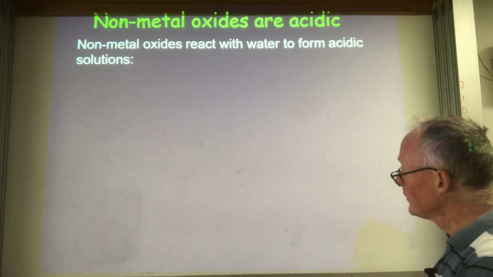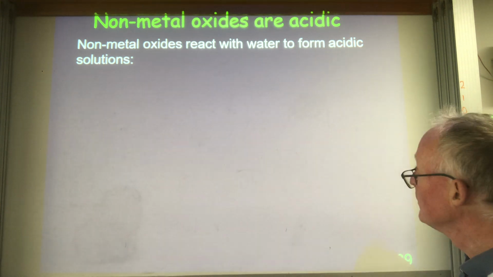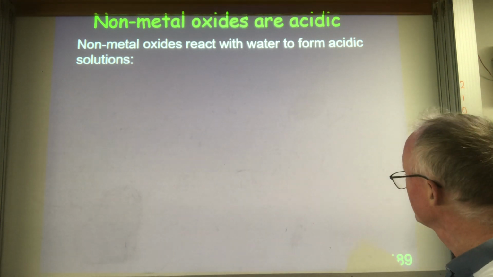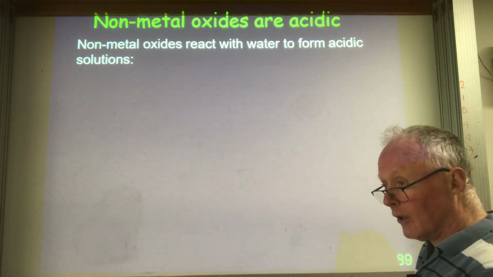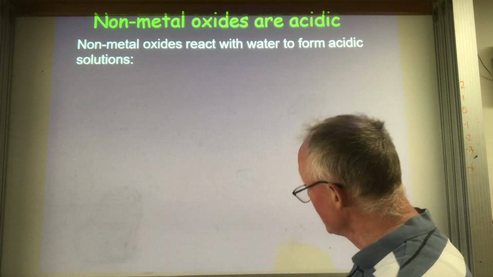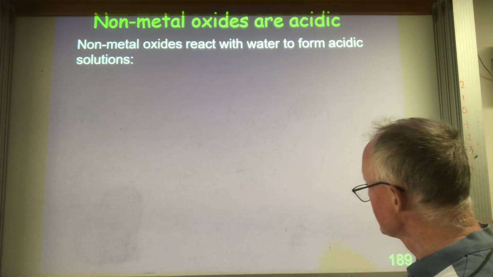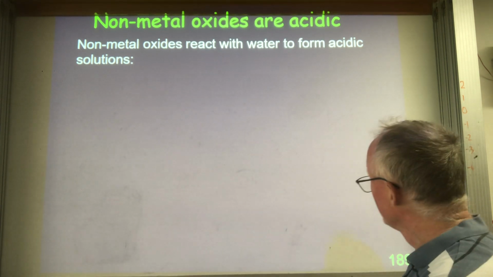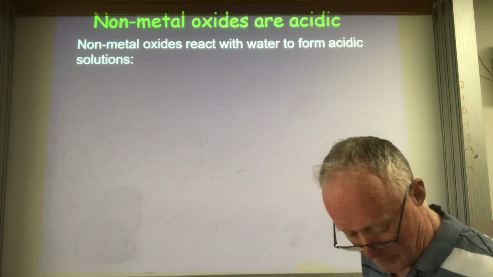Now our last bit of work for acids and bases involves writing equations. But first of all, just a recognition of properties of acids and bases. Quite often we come across acidic and basic properties of oxides. Well, if it's a non-metal oxide, the solution formed if dissolved in water is going to be acidic.